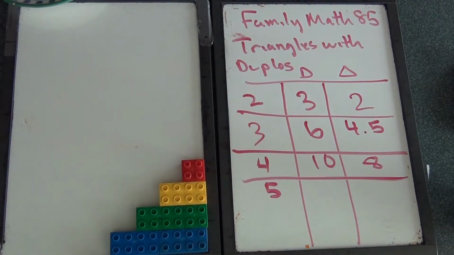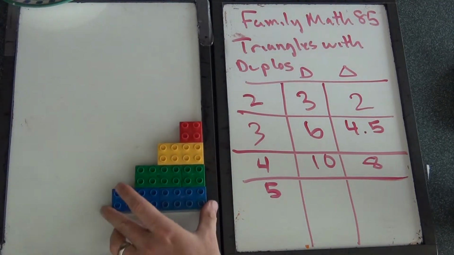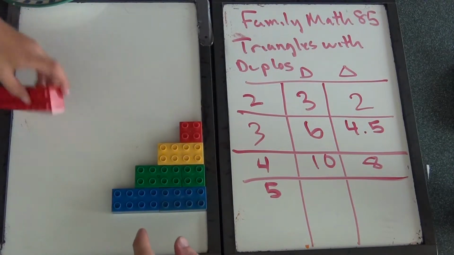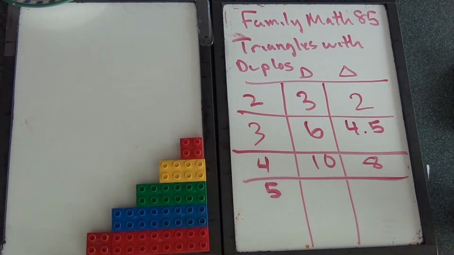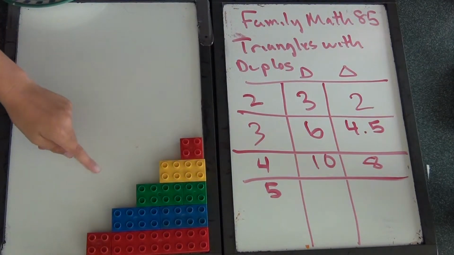Okay, can you figure out what the area is going to be here when I put 5 on at the bottom? So it's 5 long and 5 high? Well, the duplo area. The duplo area. So it's 1 plus 2 plus 3 plus 4 plus 5. Yeah? Well, it's 15. Yeah.